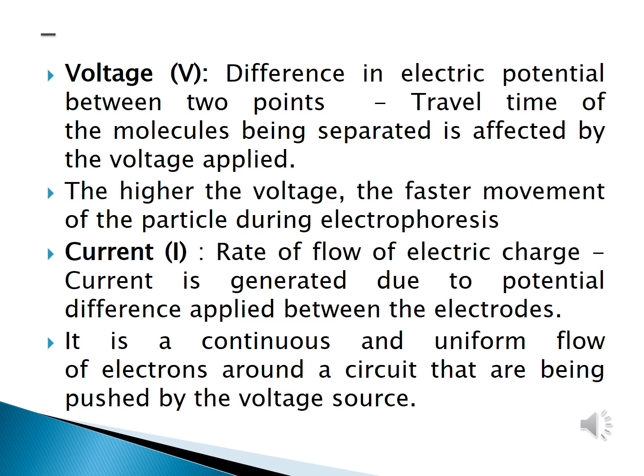The second one is current. It is the rate of flow of electric charge. Current is generated due to the potential difference applied between the two electrodes, such as cathode and anode. It is a continuous and uniform flow of electrons around the circuit that are being pushed by the voltage source.